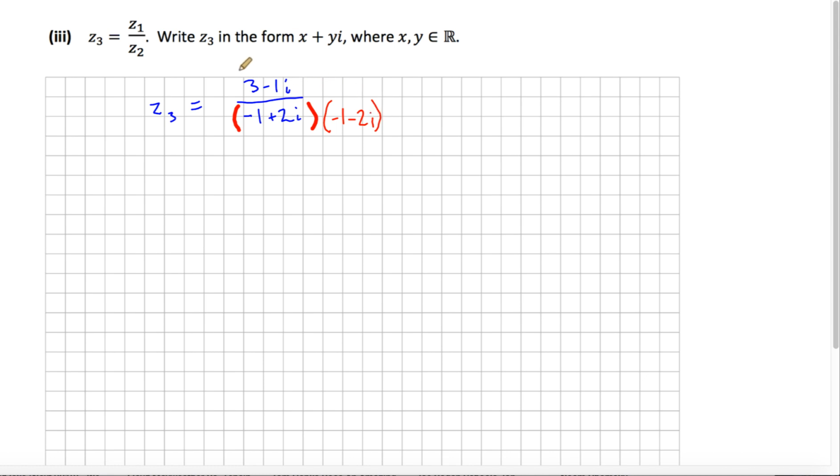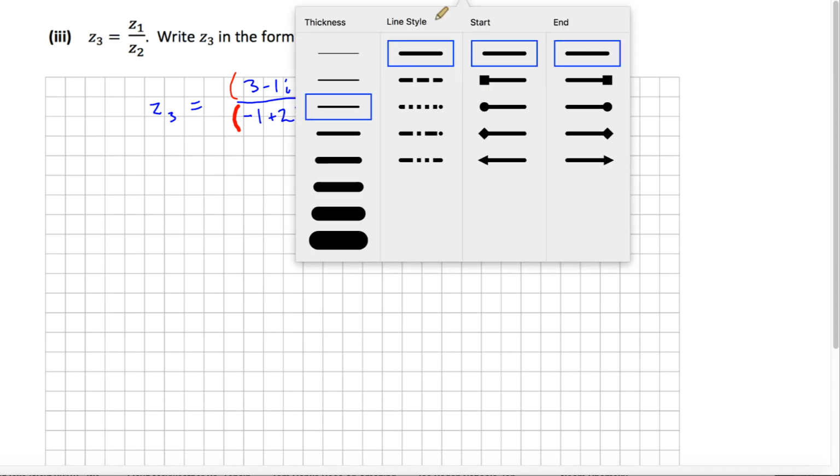And you're going to multiply the top by the very same thing, -1 minus 2i. So that's how we deal with the division of complex numbers. We multiply above and below by the conjugate of the bottom. And remember, the conjugate is where you change the sign of the imaginary component, not the real bit. So plus 2i changes to -2i, nothing else. I've shown that in a different color because that's what we're adding in.